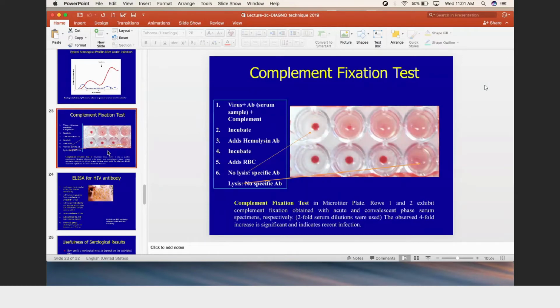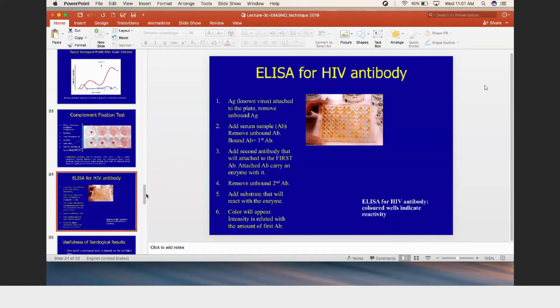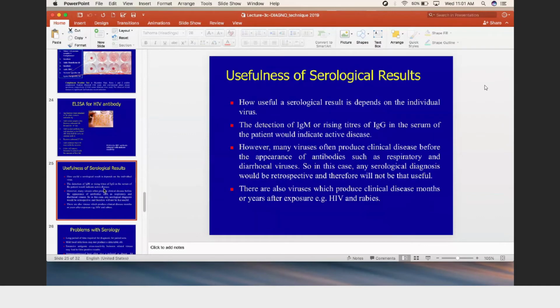Okay, this is a complement fixation test. You will learn this later on. I'm not going to talk about it here, not much time left. You can read this from the slide.